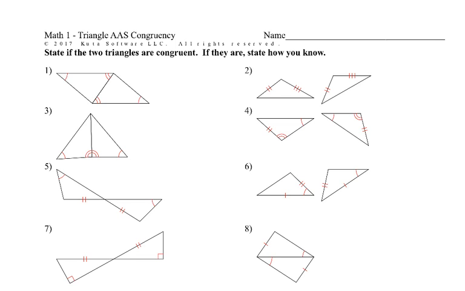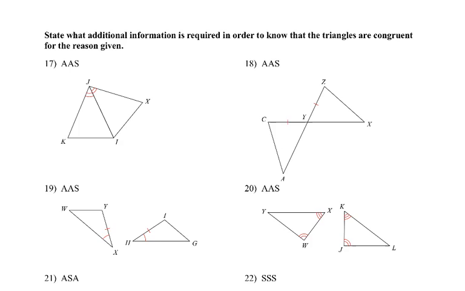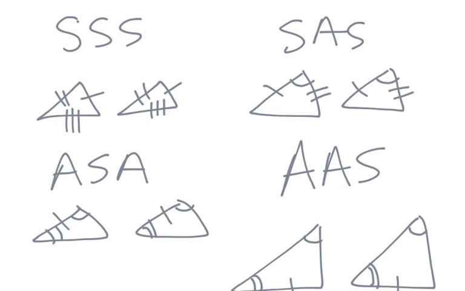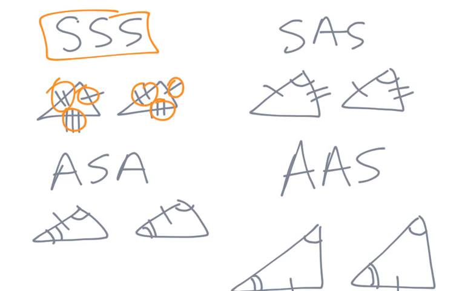Here we are, Math 1, triangle angle-angle-side congruency. Okay, so here's our fourth one. Then we'll have all the rules we need. So we've dealt with side, side, side. If we have three sides of two triangles and the corresponding sides are congruent, yes, they're congruent.